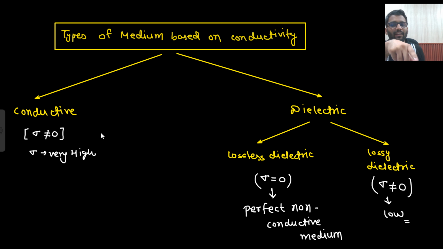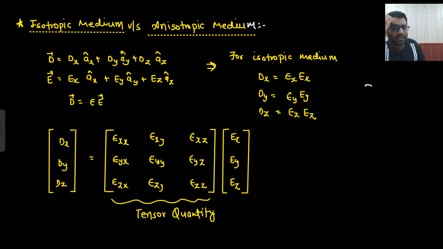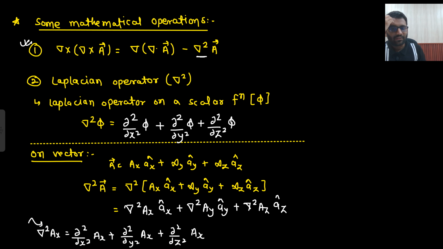This is lossless dielectric, conductive. These things will come again and you are going to remember them. From this slide, you just need to know that there will be linear, isotropic and homogeneous medium. Linear means D varies with E linearly. Same goes for B and H, and the same goes for J and E. Isotropic means epsilon will be the same in all directions, and homogeneous means epsilon, mu and sigma will not be a function of space coordinates. Then we saw this thing, then this was the conclusion.